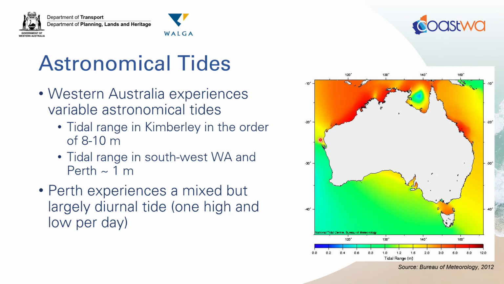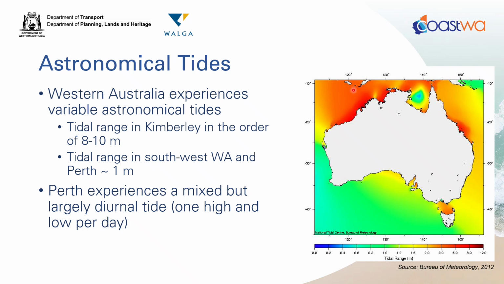Tides in these areas operate on a semi-diurnal basis, so you have 2 tides per day, so 2 high tides per day. In the southern portion of the state, we have a significantly smaller tidal range in the order of 1 metre or less, and particularly around the Perth area, we have a mixed but largely diurnal tide. That means we generally only have 1 high and 1 low tide per day.